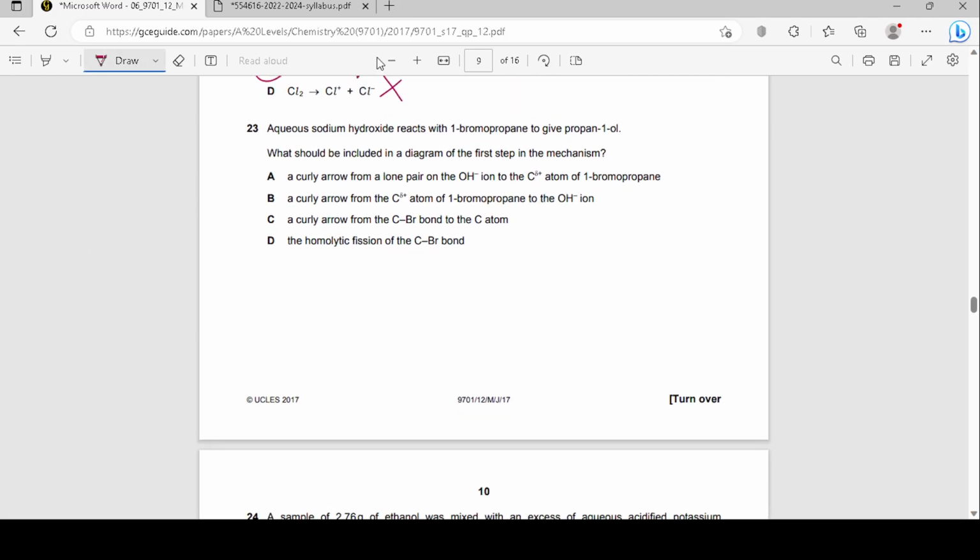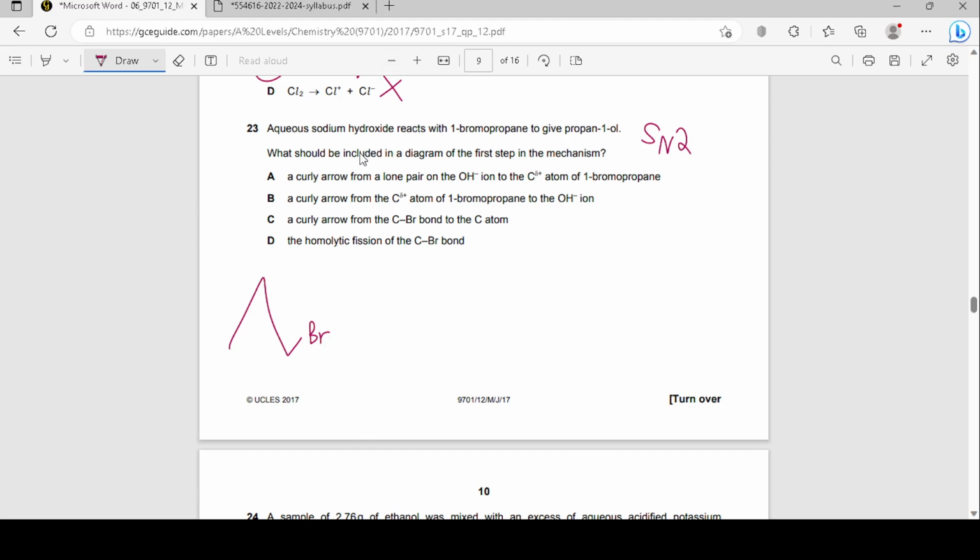Next question. Aqueous sodium hydroxide reacts with 1-bromopropane, that's a hydrolysis reaction, to give propan-1-ol. So if I draw out 1-bromopropane, it's something like this, right? My drawing skills are not that good, but yes, this is 1-bromopropane and this is propan-1-ol. Now, which should be included in a diagram of the first step in the mechanism? Maybe I should draw the mechanism out instead. So we have again 1-bromopropane, which is a primary halogenoalkane, right? Since it's a primary halogenoalkane, it undergoes the SN2 mechanism for nucleophilic substitution, and because of that there's no stable carbocation intermediate, just a transition state formed, so it's basically a one-step mechanism.